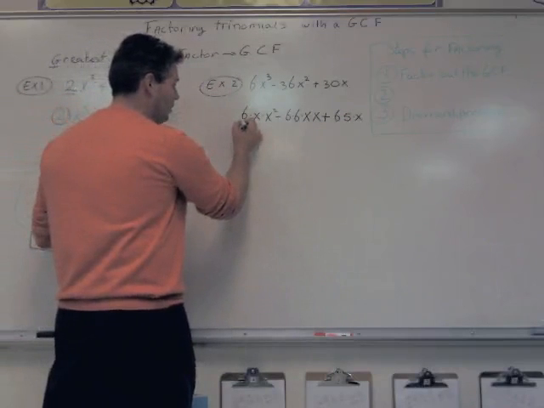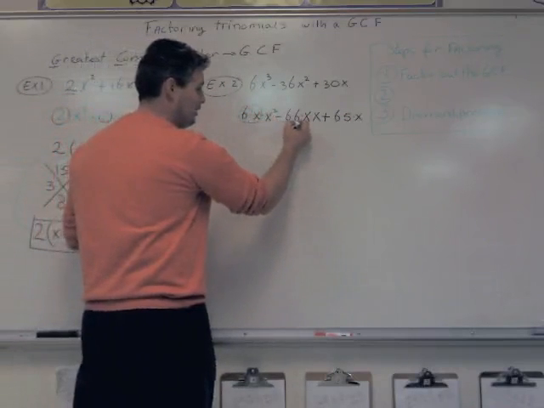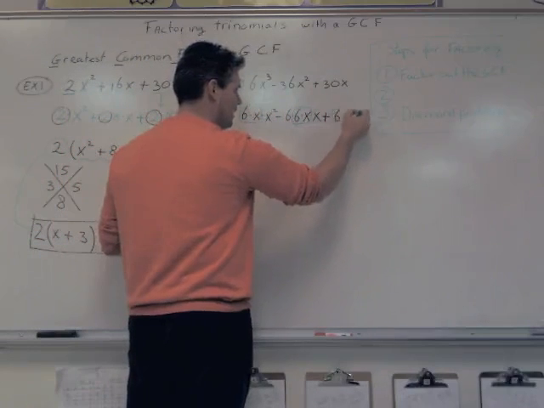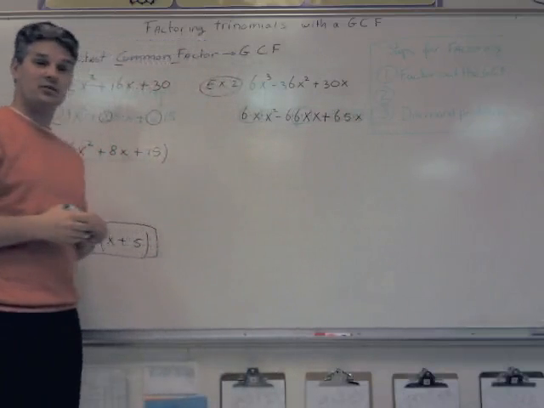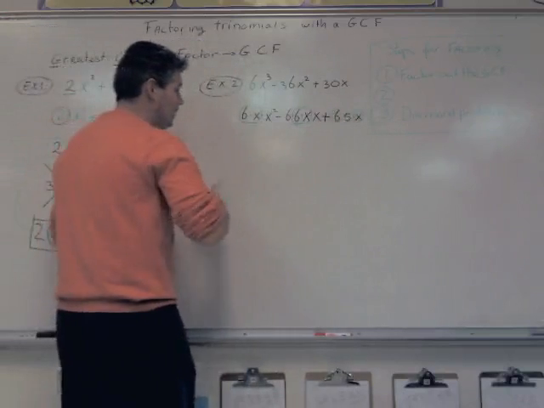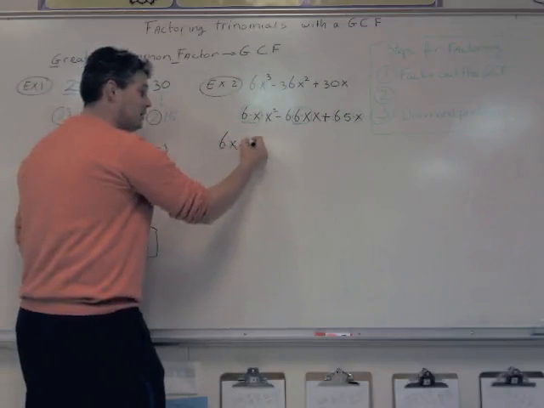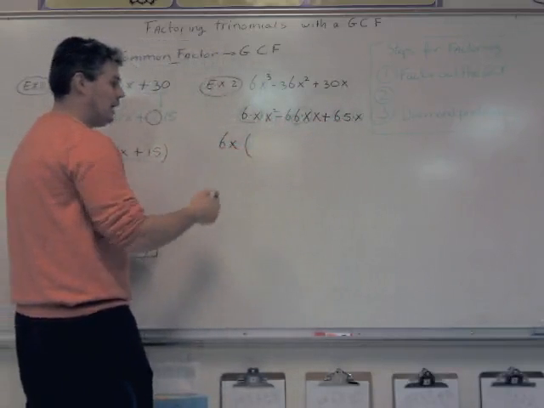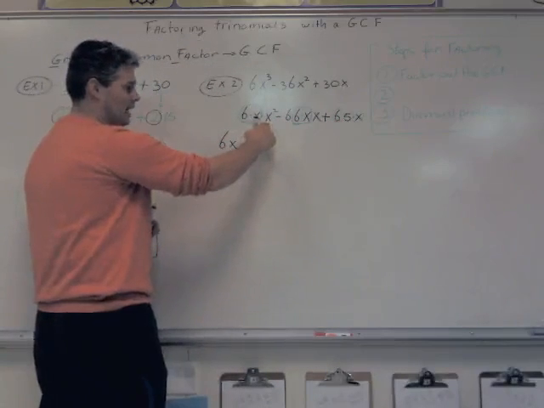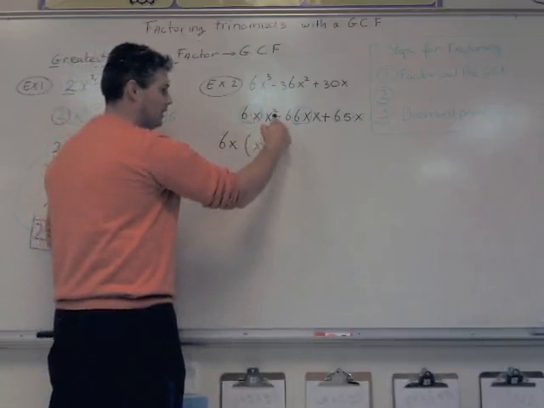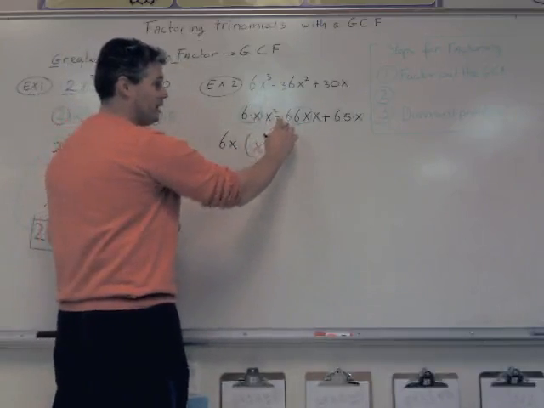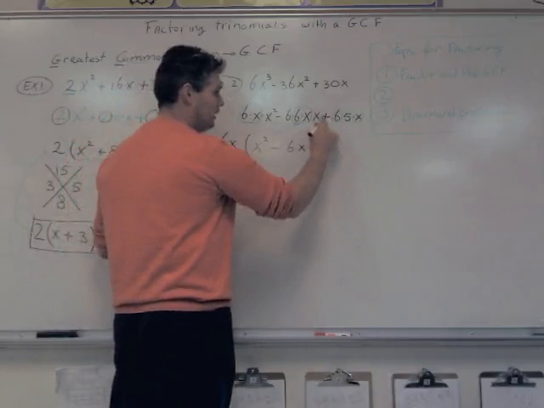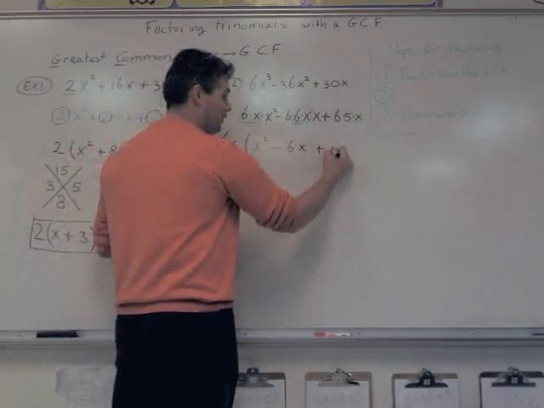Now what do they have in common? I've got a 6x, I've got a 6x, and over here they're kind of separated, but I've got a 6x in my last term as well. So I can factor out the 6x because that's what each of the 3 terms have in common. And what is left, I write inside the parentheses. I've got an x squared left, so I'll write down an x squared. Here's a minus, so I'll write down a minus. I've got a 6 and an x left, so this is 6x. And over here is a plus, and I just have a 5 left in that last term.